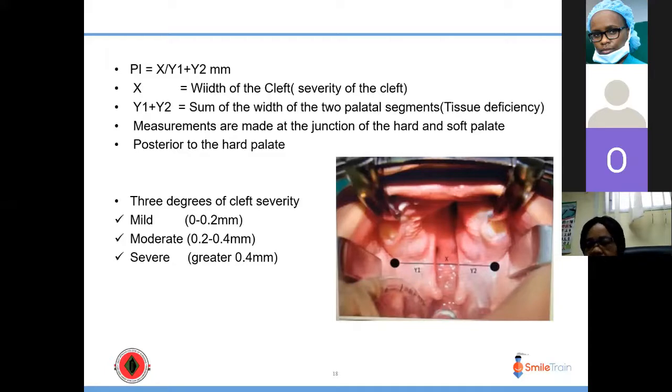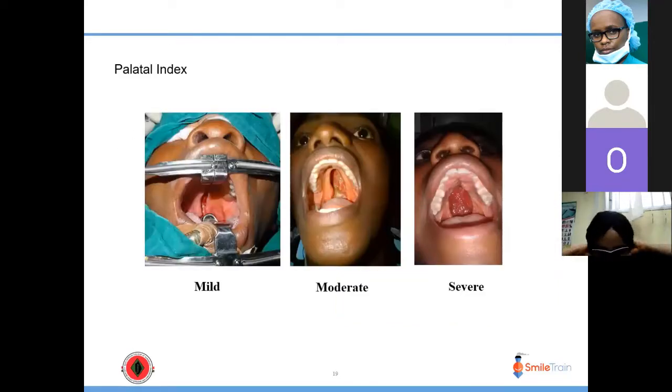So if it is mild, you know that you don't need too much mobilization to be able to get these tissues into the mid portion. So the mild one is going to range from 0 to 0.2 mm, the moderate 0.2 to 0.4, and severe greater than 0.4. So if you look at these pictures, you see that this is a very narrow cleft, and we have this amount of tissue to mobilize into the midline to close this defect.